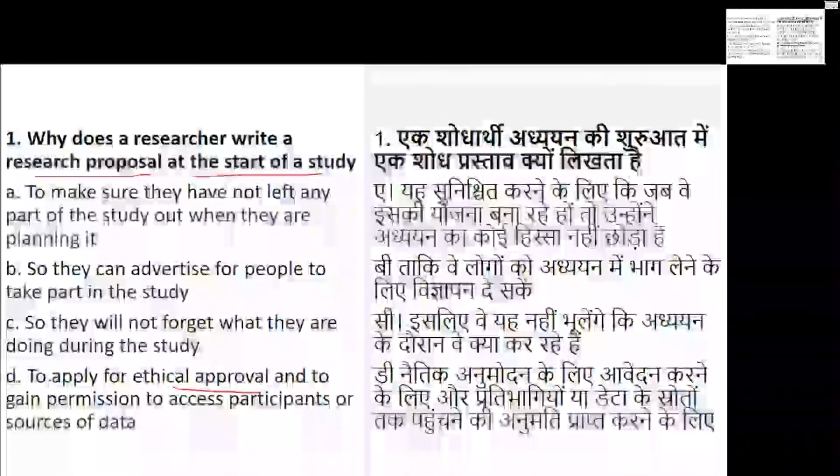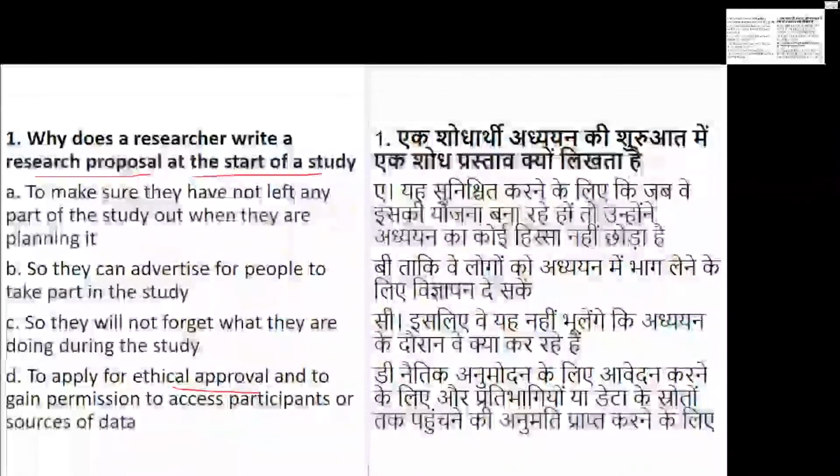So why does a researcher write a research proposal at the start of the study? This is what the question is. Before we come to the answer, a very quick understanding for you all. What is a research proposal? A research proposal is nothing but a very concise, summarized, proposed research. As a researcher, what exactly you are going to do.